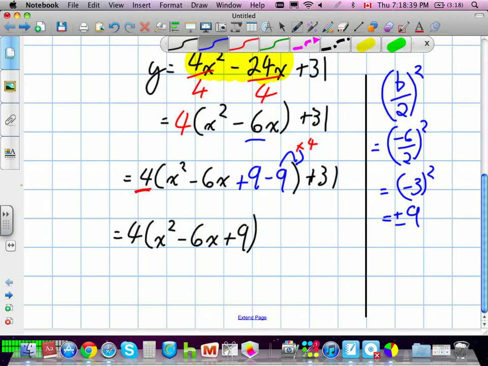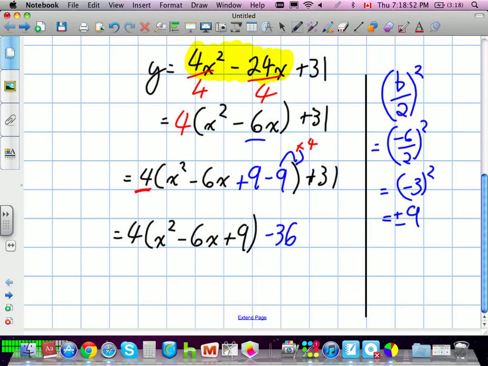Negative 56. Negative. You're thinking times 6. Negative 6. 30. Yes, that's it. Negative 36. So negative 9 times 4 is negative 36. And we still have our plus 21. Or sorry, 31.